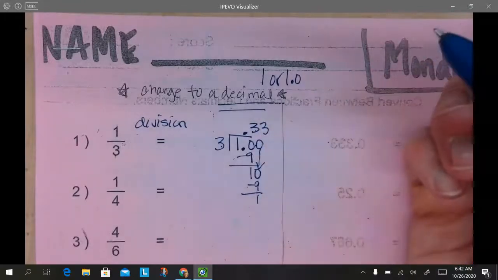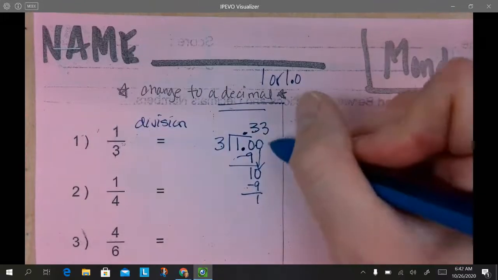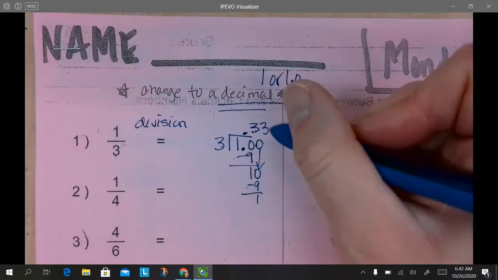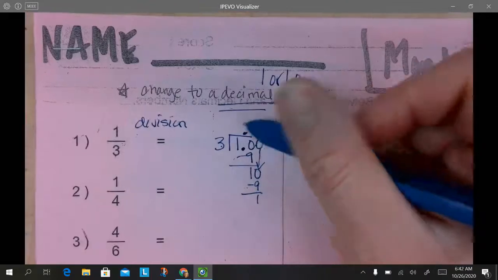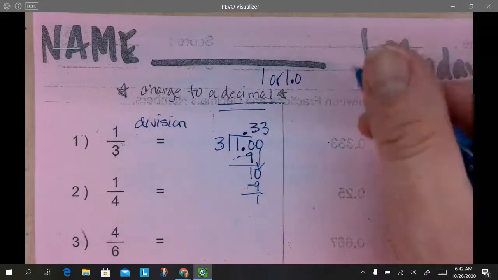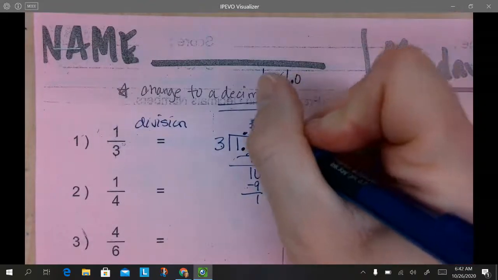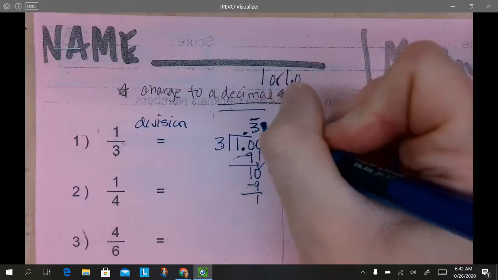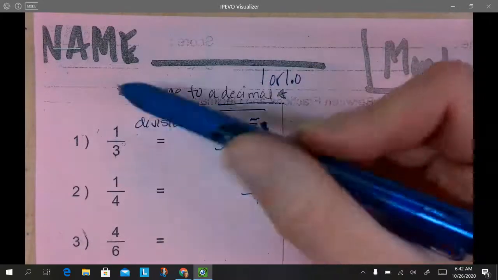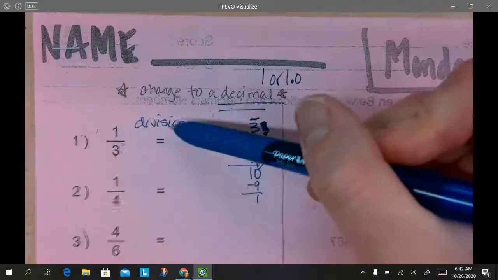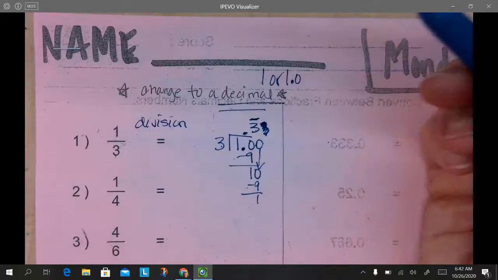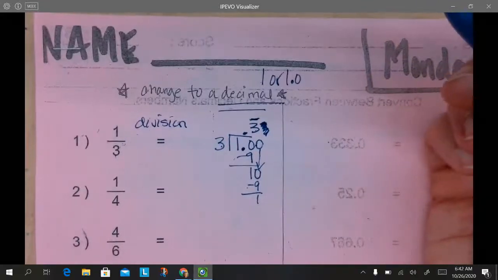And you're going to have this repeating pattern, okay? Because if we did this again, if we added another 0, we brought it down, it would be 10, and then it would go into it 3 times. And this decimal would be 0.3333333, and it'll go on forever. So all you have to do is just put a bar over the first 3, and that indicates that this will repeat. So when you change 1/3 into a decimal, it equals 0.3 with a bar over the top. Okay? All right, let's look at the next one.